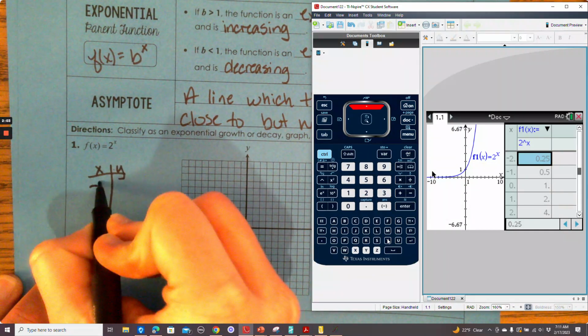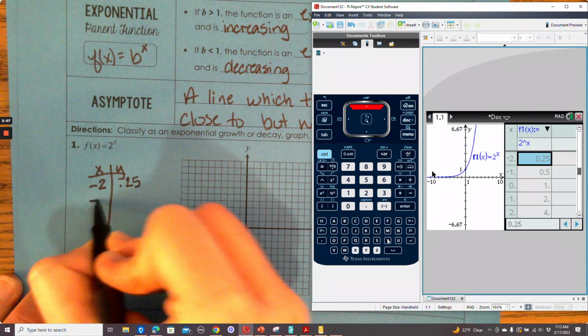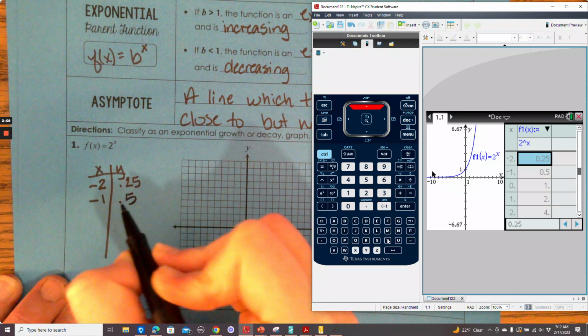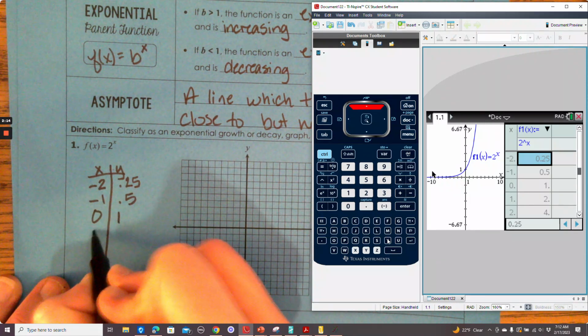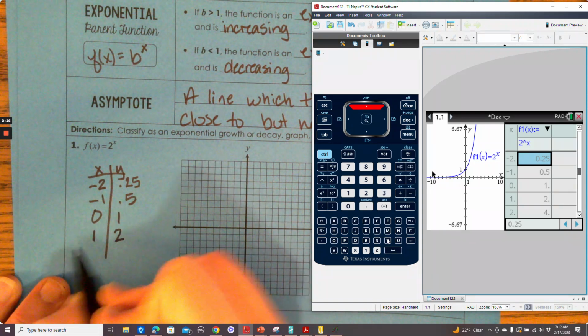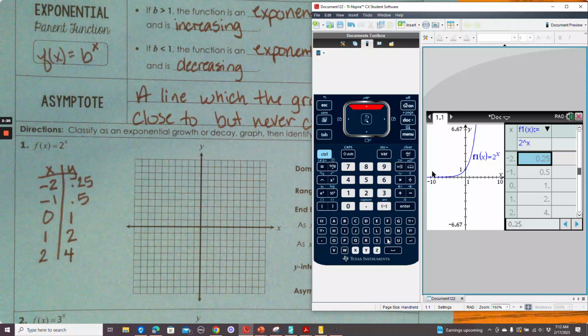So when x is negative 2, y is 25 hundredths. When x is negative 1, y is 5 tenths. X is 0, y is 1. X is 1, y is 2. X is 2, y is 4. And so now you have some points that you can graph.